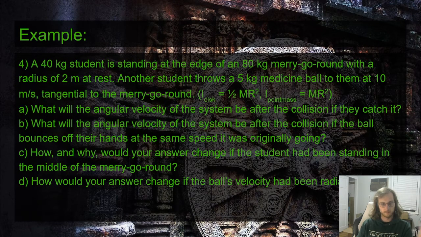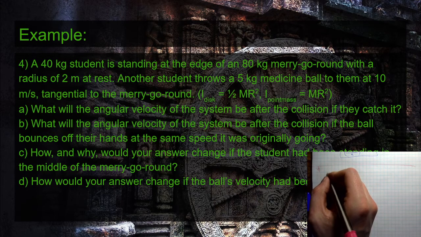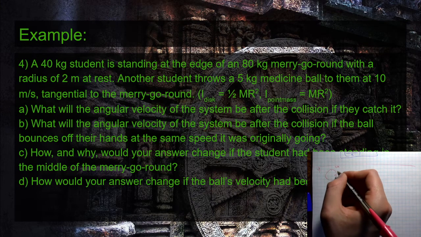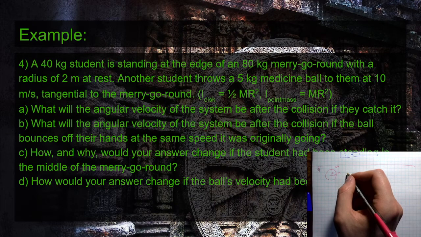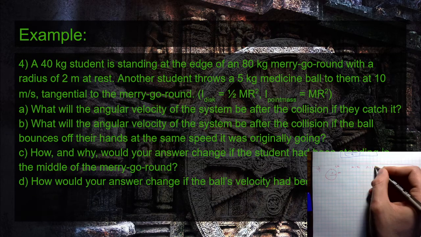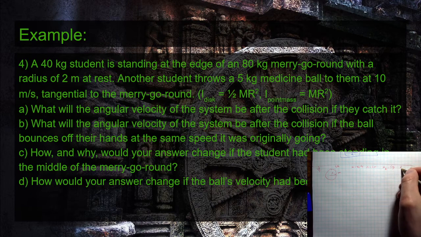So, let's get this copied down. We've got a 40 kilogram student, so we've got M, we've got a merry-go-round of mass 2M, we know the radius, so M equals 40 kilograms, R equals 2 meters, m_B equals 5 kilograms, and the velocity of the ball at the beginning is equal to 10 meters per second.